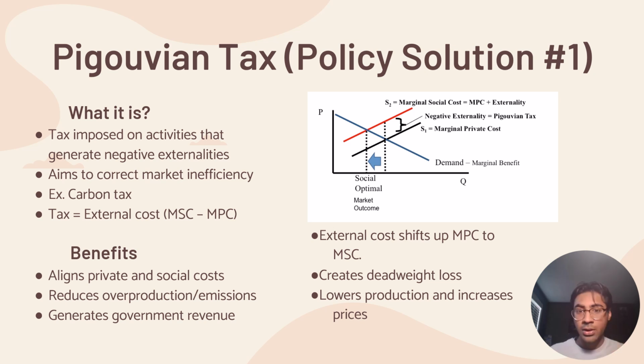The purple triangle, or the triangle that you see, like I talked about, is the deadweight loss. So essentially the societal inefficiency from overproduction. As you can see, this lowers the amount produced but increases the prices. Now, you may think that this is just bad because they're underproducing. Well, this does have benefits. The first benefit is it aligns private and social costs. It reduces overproduction and emission, and it generates government revenue that they can later use.